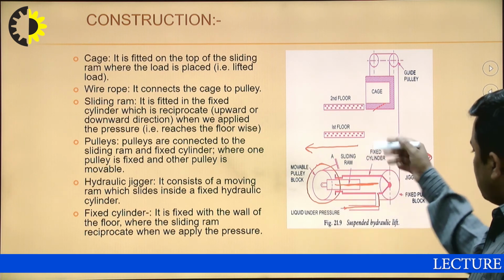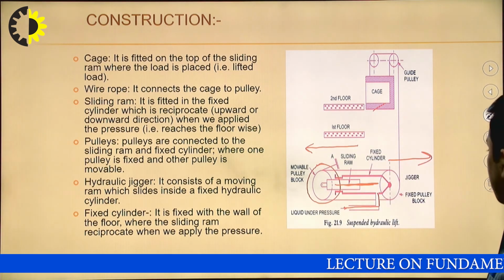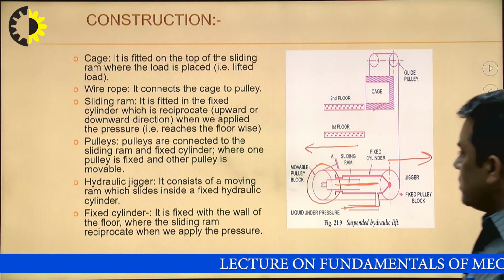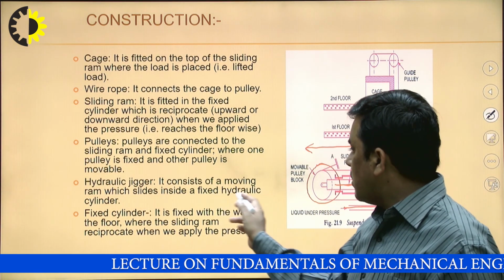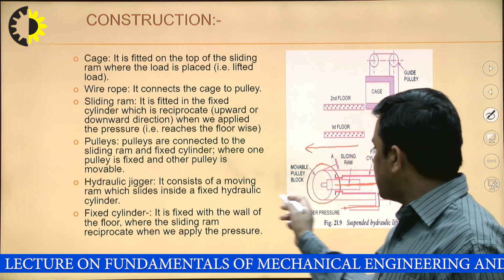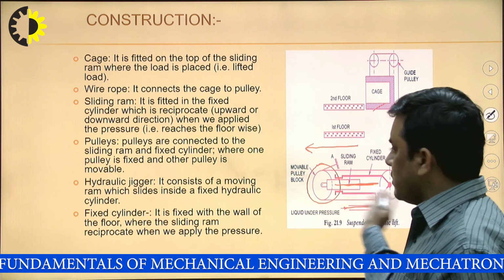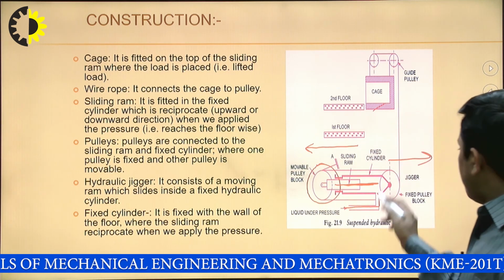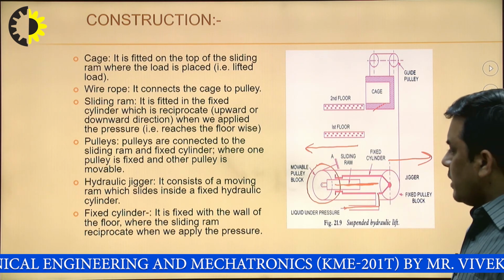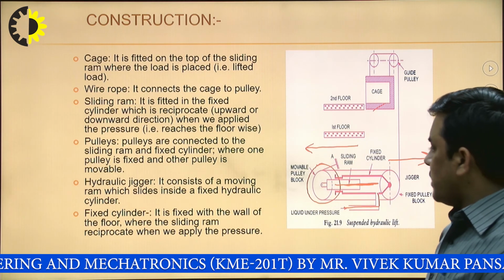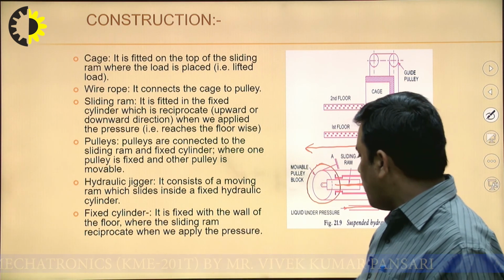Pulley, this is also known. Hydraulic jigger: it consists of a moving ram which slides inside a fixed cylinder. So, this is the hydraulic jigger. Fixed cylinder: the purpose of the fixed cylinder is that it is fixed with the wall of the floor, where the sliding ram reciprocates when we apply the pressure.